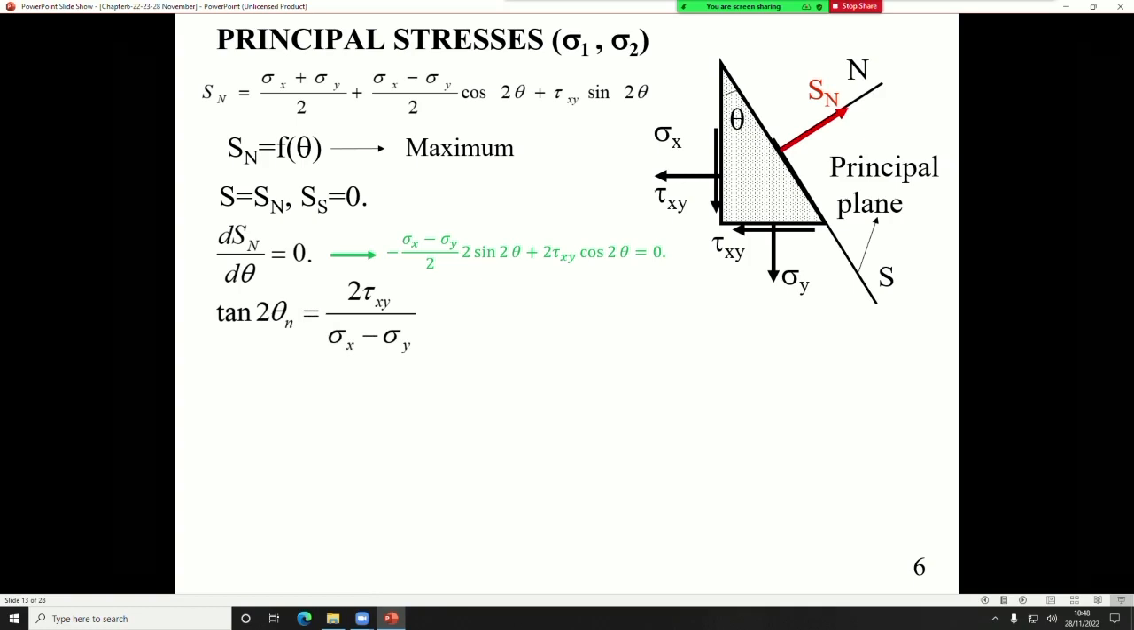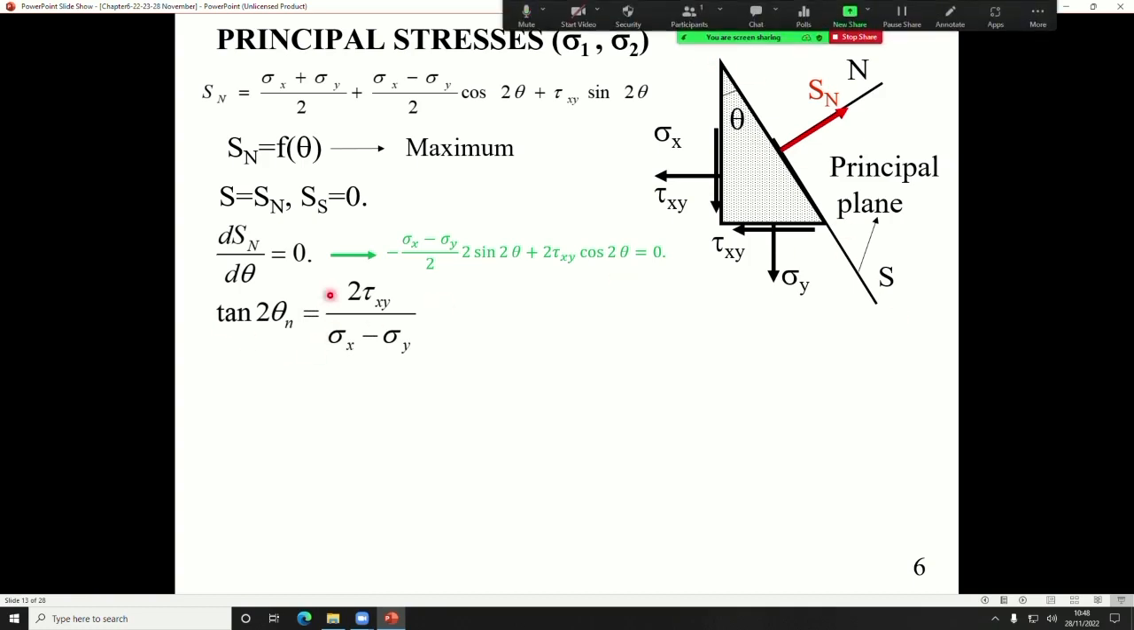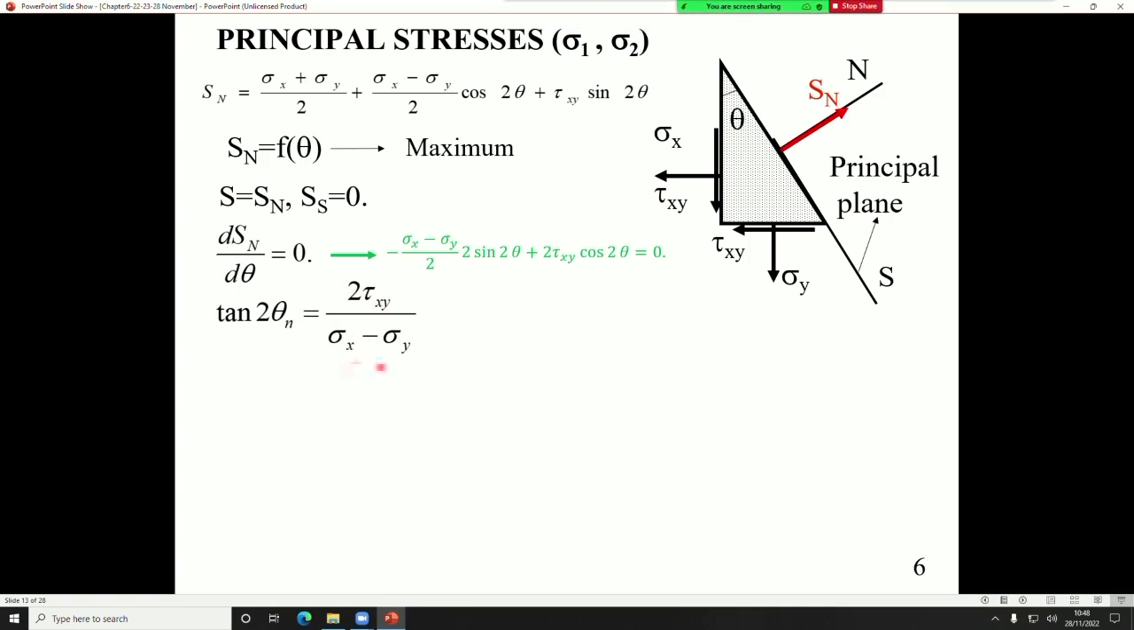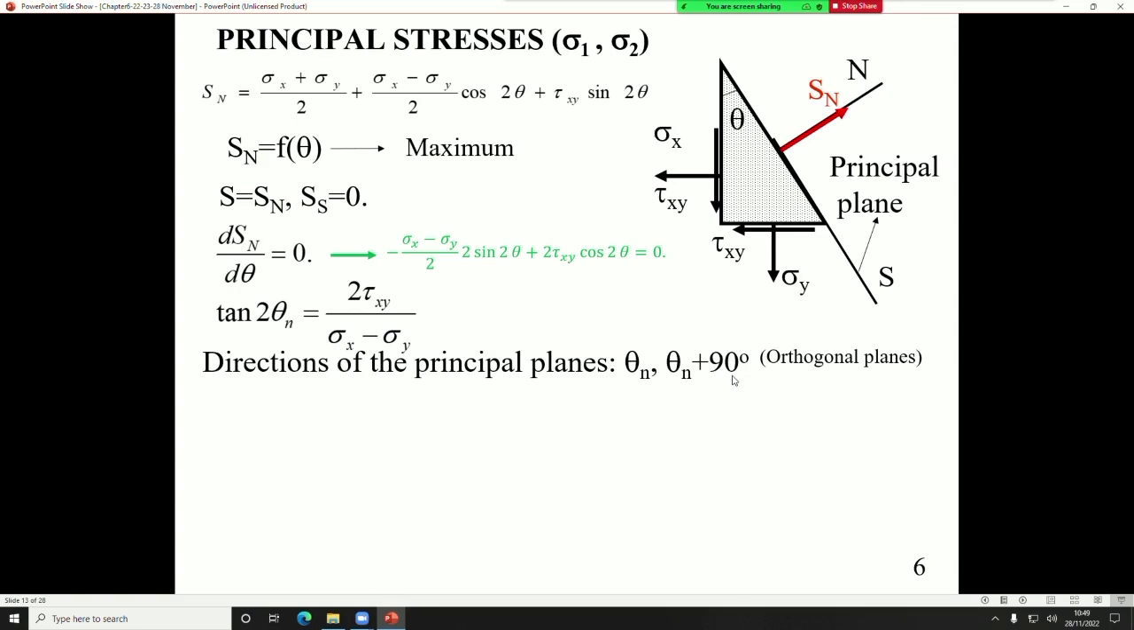So I find the tangent of 2 theta n, for the principal plane, using this relation, equal to 2 tau xy divided by sigma x minus sigma y. But you agree that on the trigonometric circle, you've got two angles which have the same tangent. So I found the orientation of the principal plane: the tangent of 2 theta n is equal to this term. 2 theta n and 2 theta n plus 180 degrees have the same tangent. It means we have two planes.